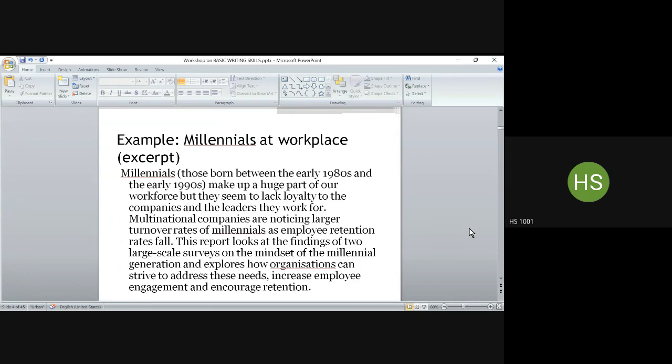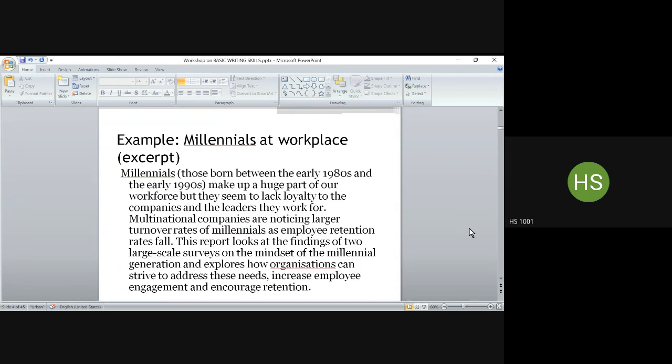And now read the rest of the sentences. Multinational companies are noticing larger turnover rates of millennials as employee retention rates fall. This report looks at the findings of two large-scale surveys on the mindset of the millennial generation and explores how organizations can strive to address these needs, increase employee engagement, and so on and so forth. Okay. Elaborate something on what is being said in the topic sentence.